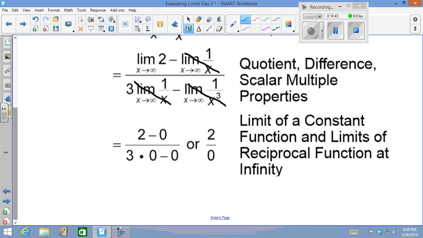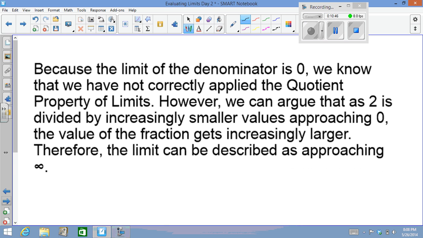So when I have something that's 2 over 0, I can't really divide by 0. So that means that, as you're reading here, we know that 2 over 0 is getting larger and larger and larger, so therefore our limit is in fact approaching infinity. I'll wait a little bit for you to read.